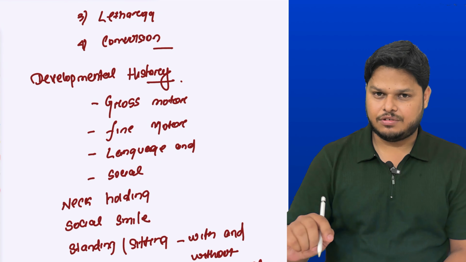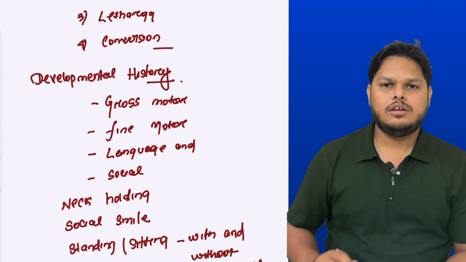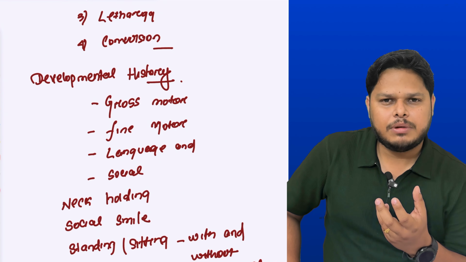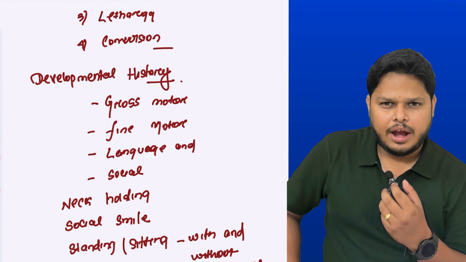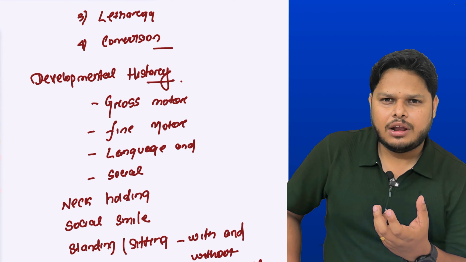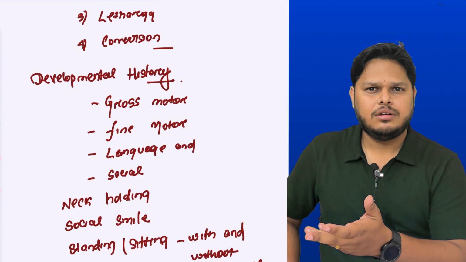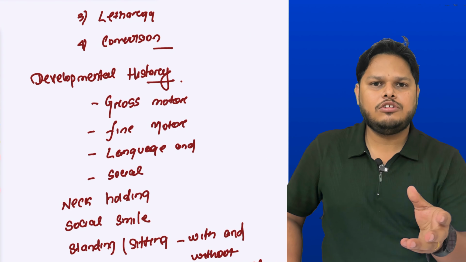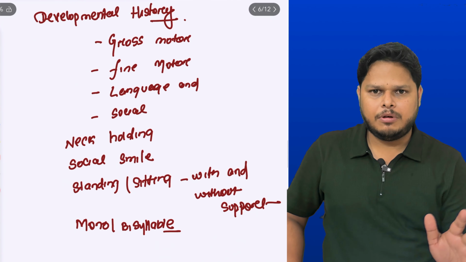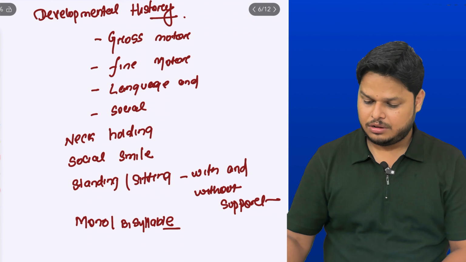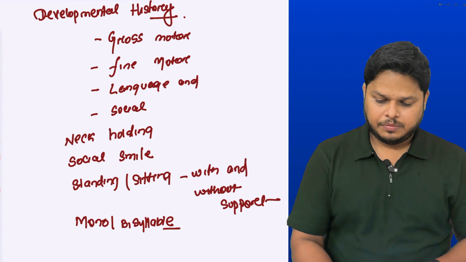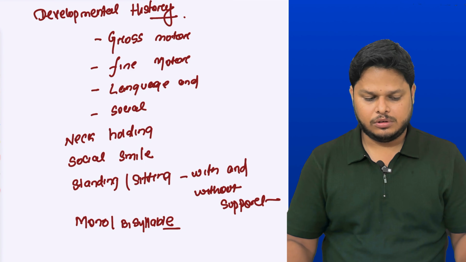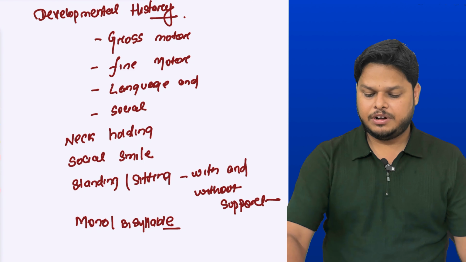Just take these histories. Let's say if the mother says that sir, my child is 3 years old and has not attained neck holding till now, we do not need to ask after that, because the first thing is not attained. So it's completely sure that the other things would not have been attained. This completes the developmental history.